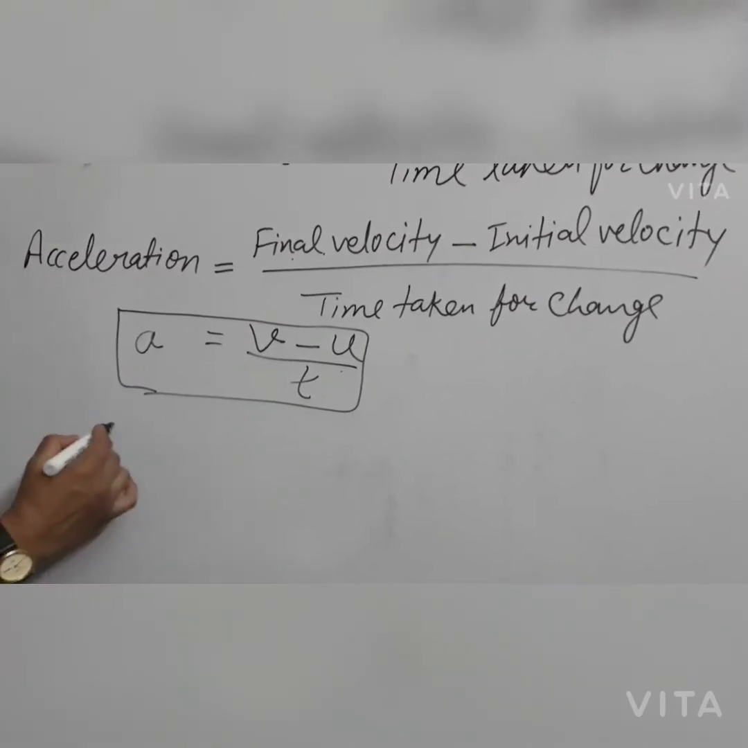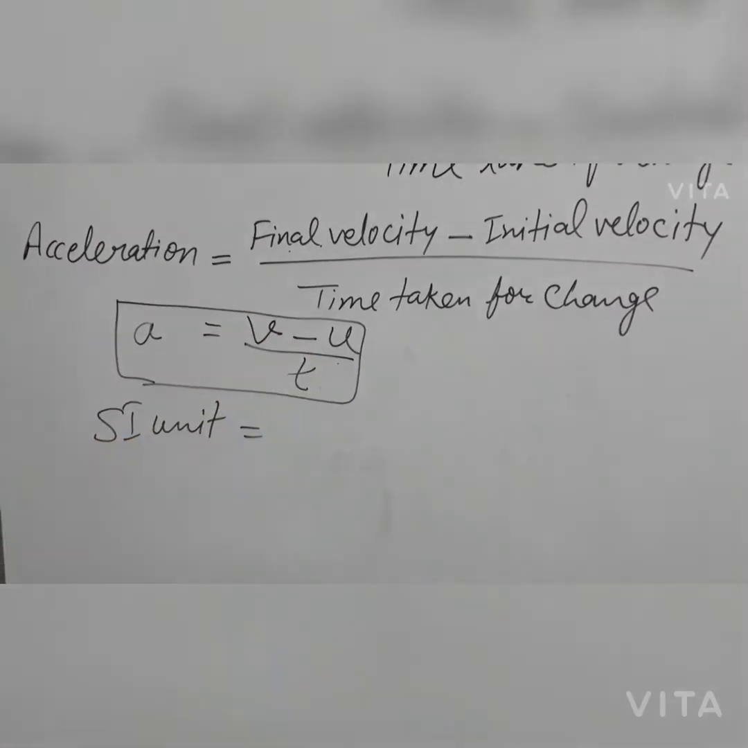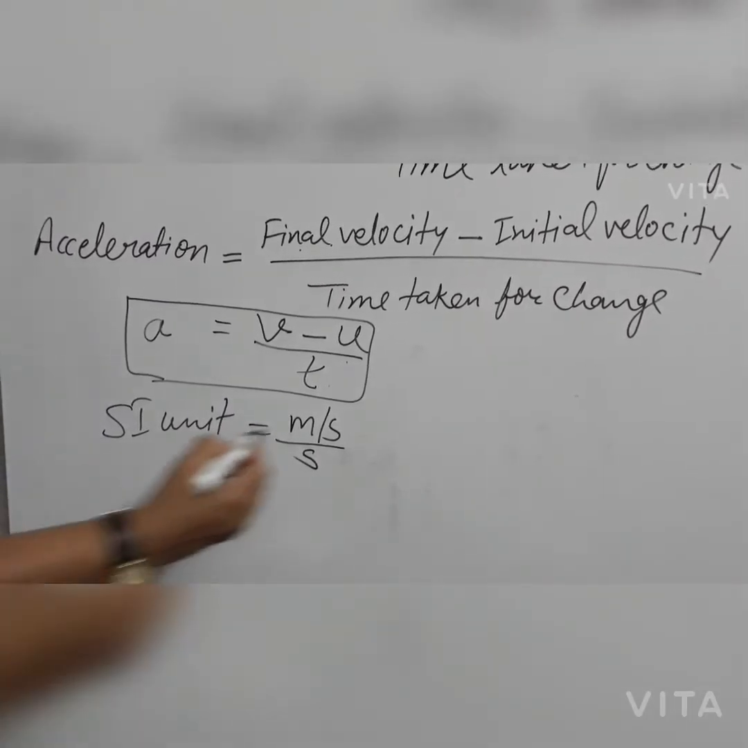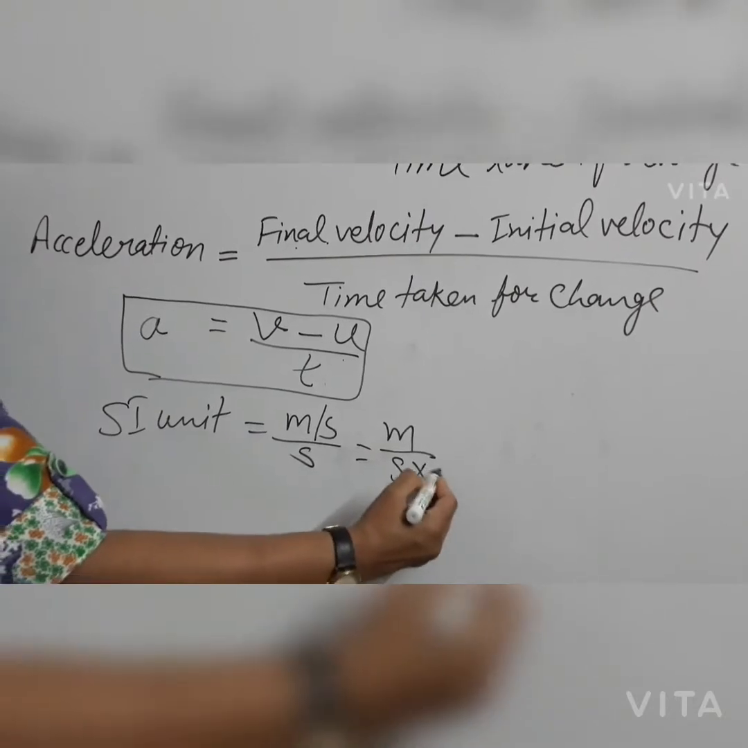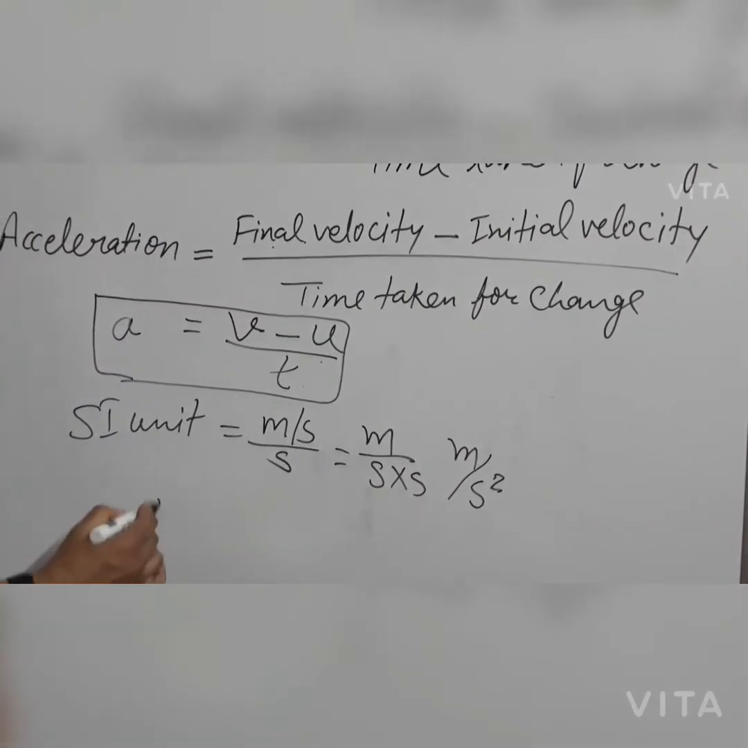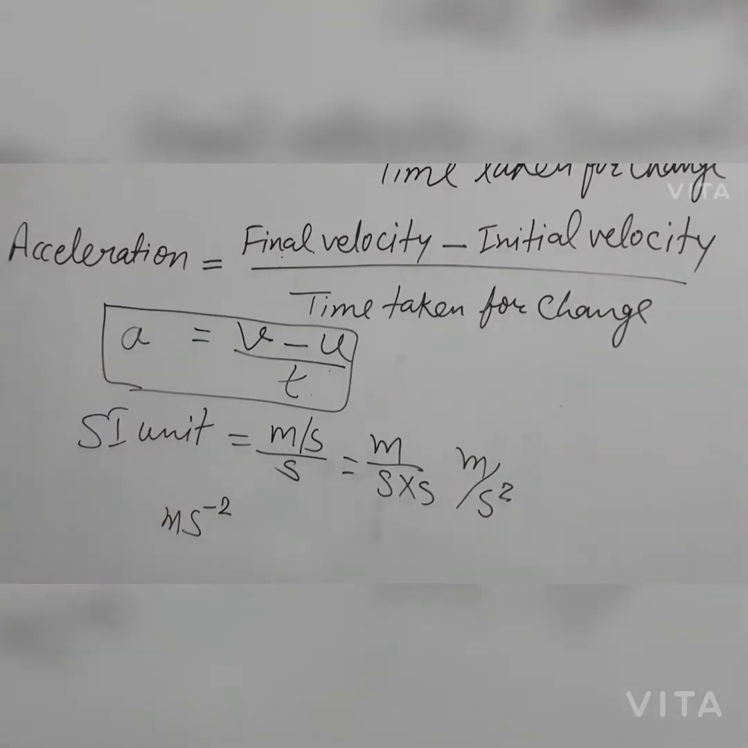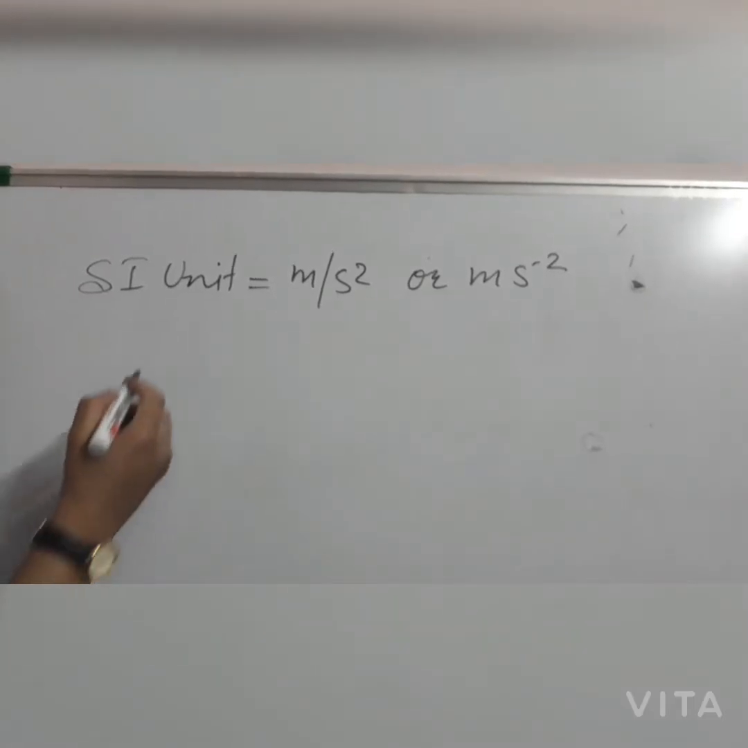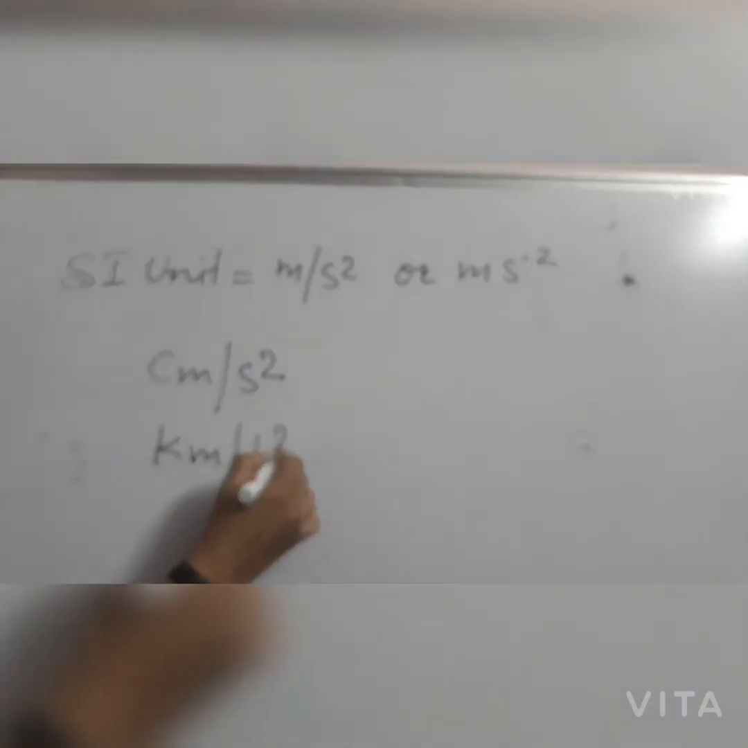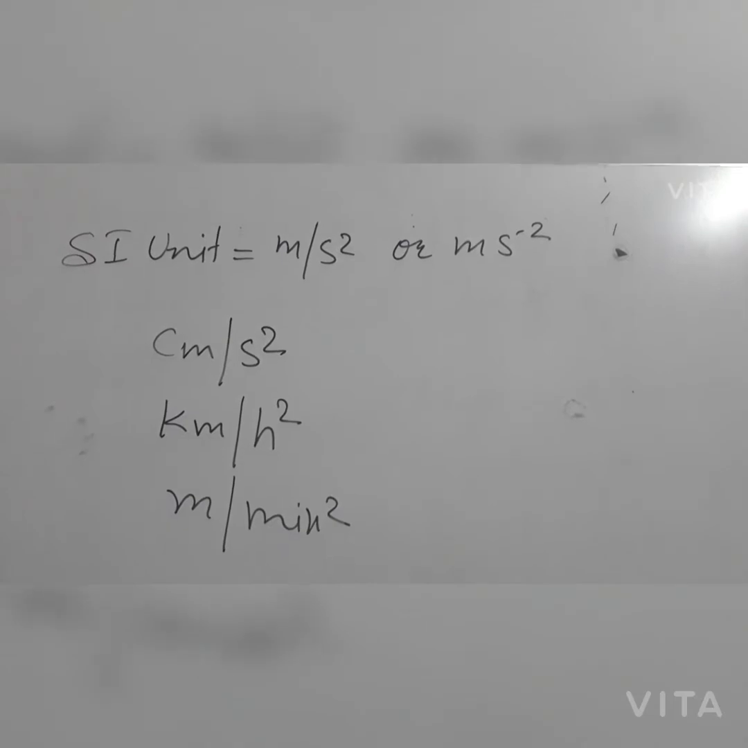Now what is the SI unit of acceleration? Velocity we show in meter per second and time we show in second. So it will be meter per second square, which we can also write as meter second inverse 2. So the SI unit will be meter per second square. Other units of acceleration are centimeter per second square, kilometer per hour square, or meter per minute square. So these are the other units of acceleration.